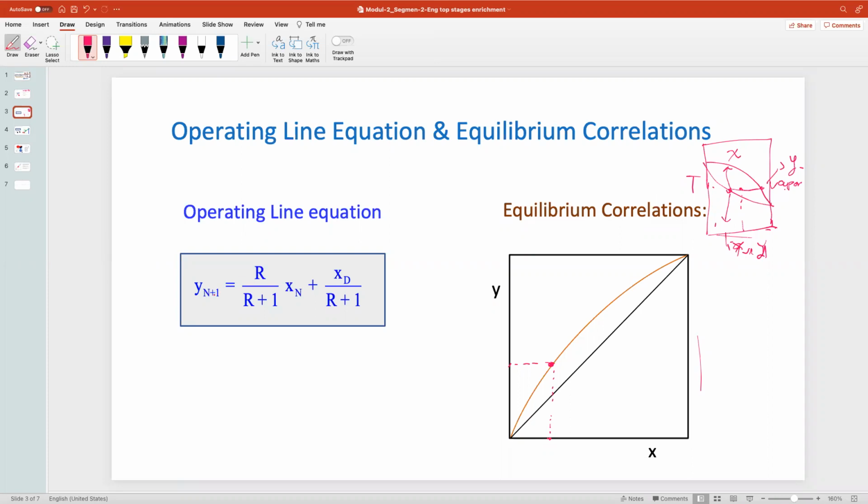Okay, the operating line also, because it looks like a line, we can get a correlation between yn plus 1 and xn. Because it is y equal to mx plus c, it looks like a linear equation. We can put it in here. Okay, so let's put the operating line equation into the xy correlation.